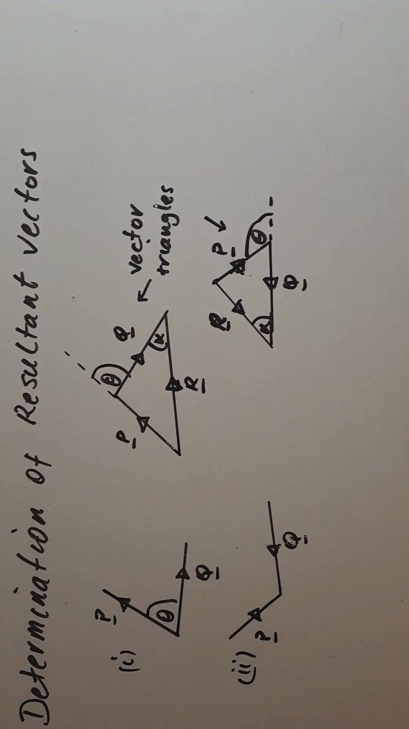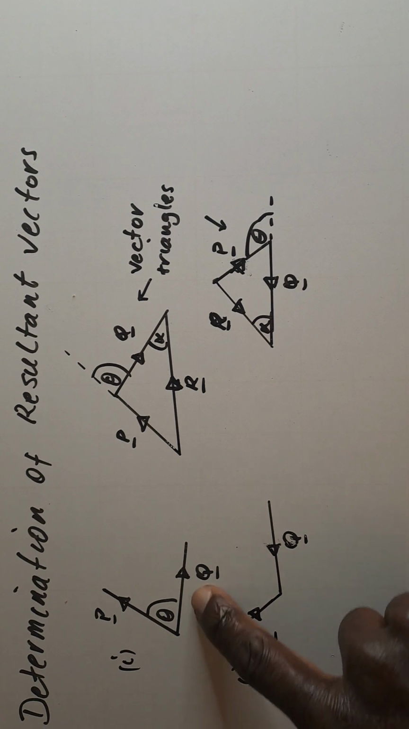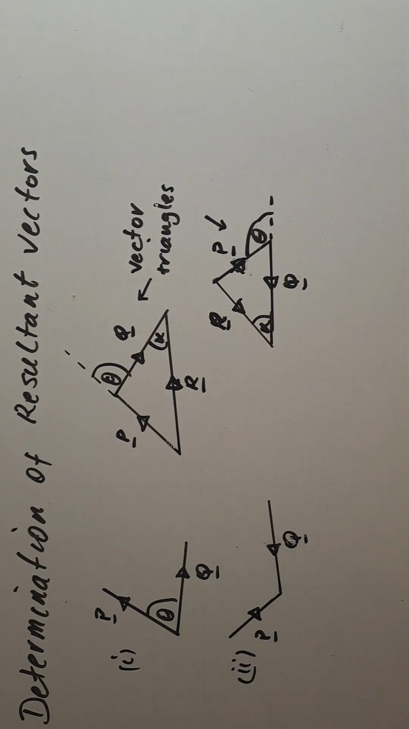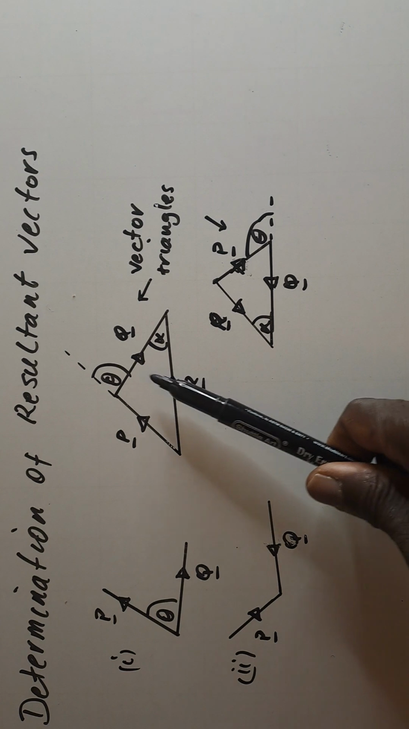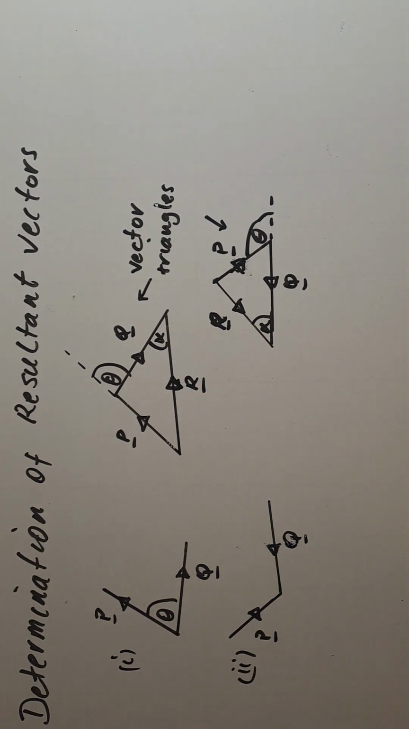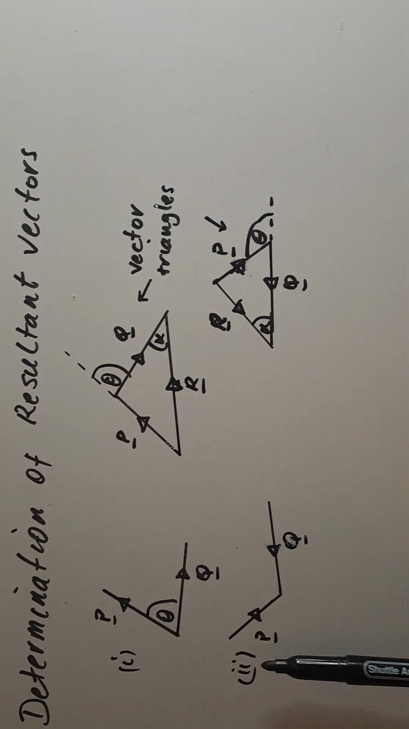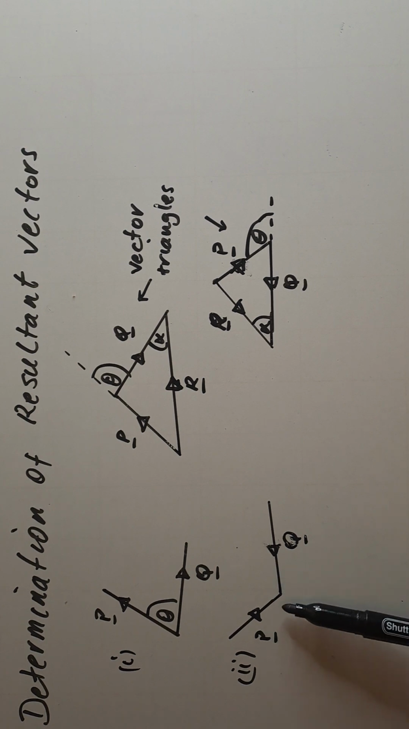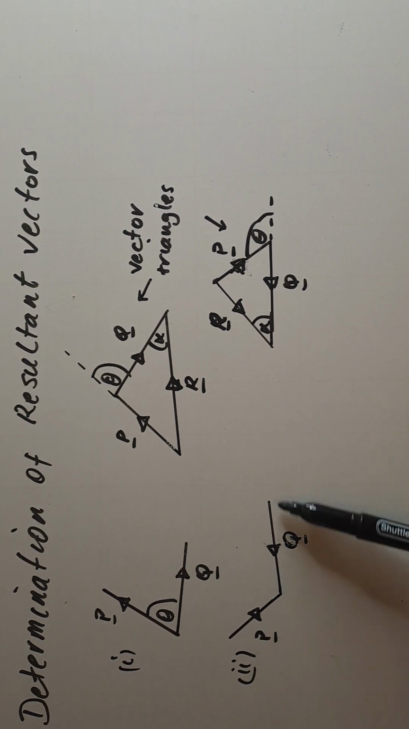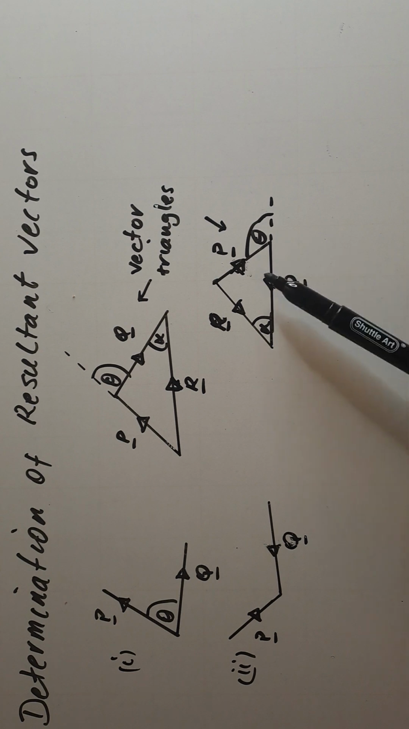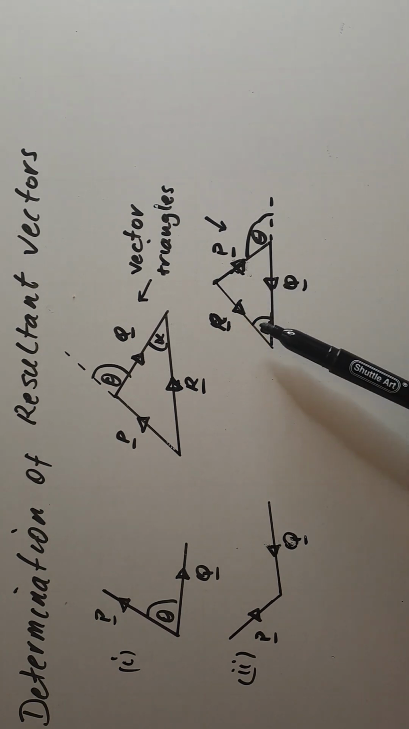Note that the resultant is represented in magnitude and direction, but not necessarily position. So though you see Q here, it's not necessarily in that position as you can see in the vector triangle. Same here in the second part. Here we have P acting downwards, Q this way, and the resultant forms the third part of the triangle.